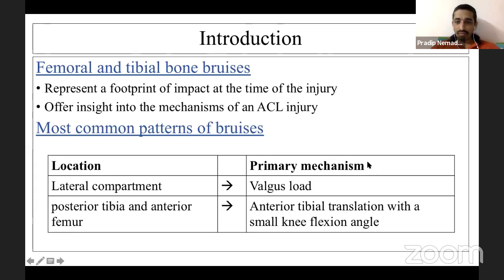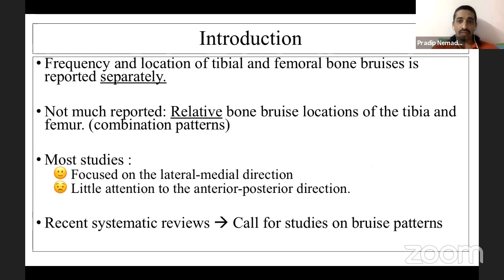Now if you see the frequency and location of the femoral and tibial bone bruise patterns, they were described separately in previous studies, and the relative bone bruise pattern of tibia and femur, or the combinations of these, are not much reported. Most studies focused on the lateral-medial direction and gave very little attention to the anterior-posterior direction. So a recent systematic review said there should be studies on the anteroposterior or combination of these bruise patterns also, and taking the clue from this systematic review, these authors did this study.